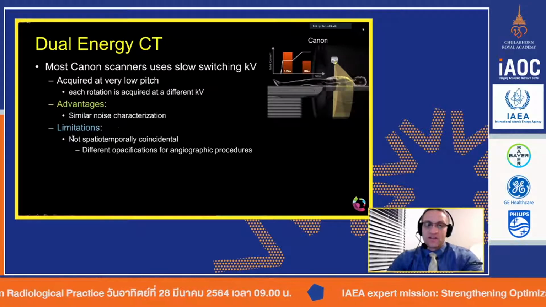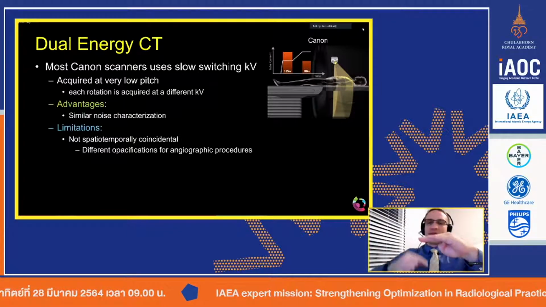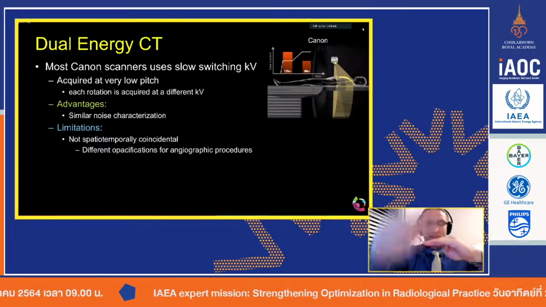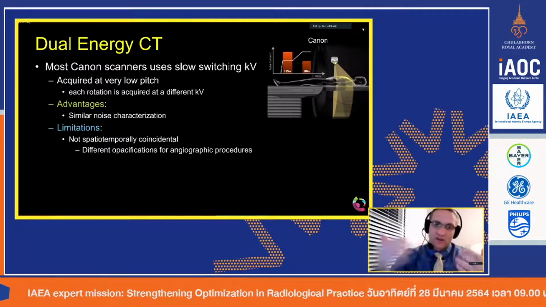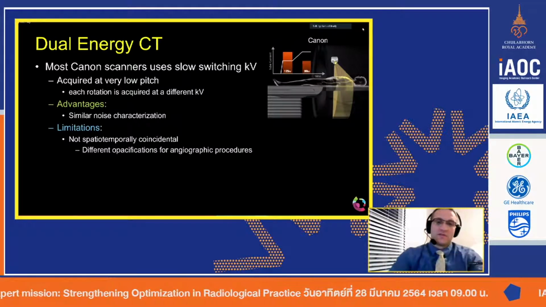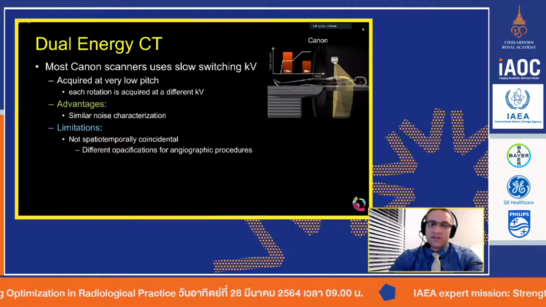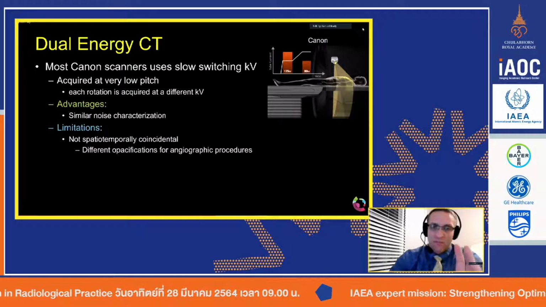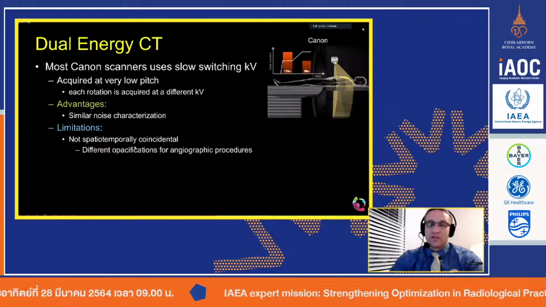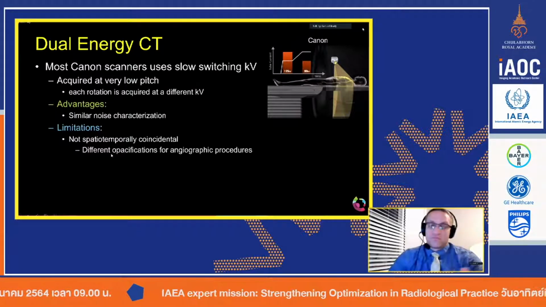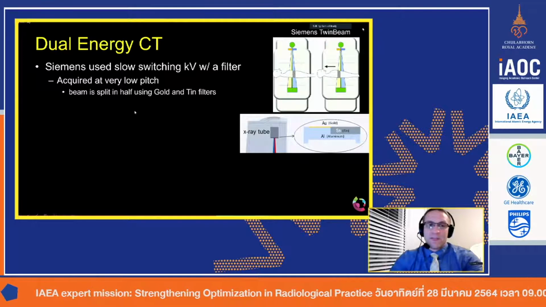The limitation, obviously, is that it takes the amount of time for it to spin all the way around, to switch kV, to spin back all the way around. And so if you're imaging something that's fast moving, such as the heart or blood that's perfusing through the body with the iodine in it, those moving objects are not going to be spatially temporally registered. And so you'll see artifacts, and you'll see misregistration in the image.